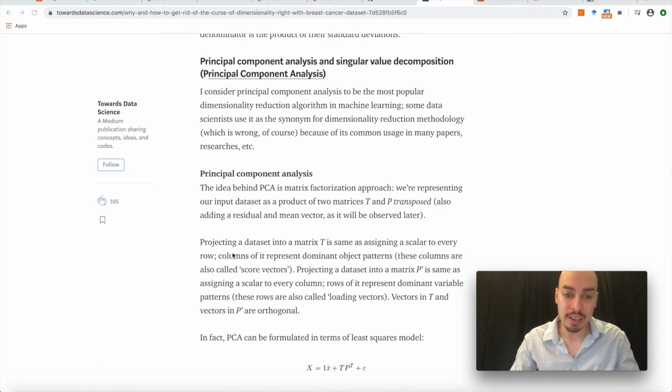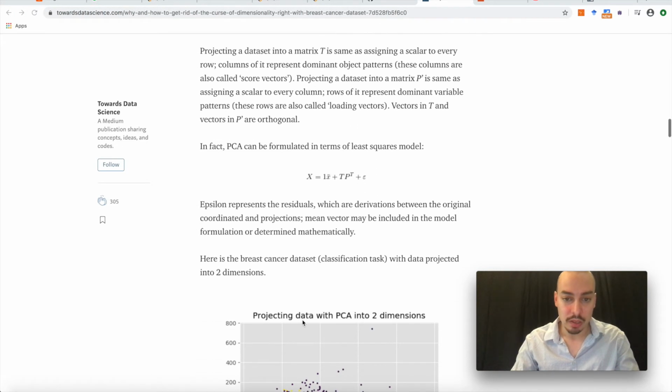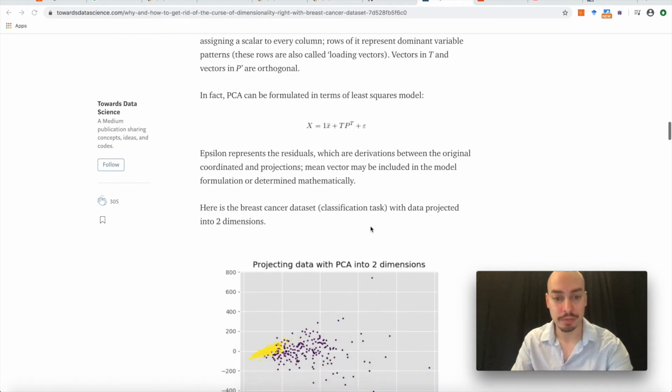We're projecting a data set into a matrix T, which is the same as assigning a scalar to every row and column, represented by dominant object patterns. Projecting a data set into a matrix P is the same as assigning a scalar value to every column. Rows of it represent dominant variable patterns. Vectors T and P are orthogonal. So PCA can be formulated as a least squares model, with output X equal to input X plus T P transposed plus an epsilon, and epsilon represents the residual.